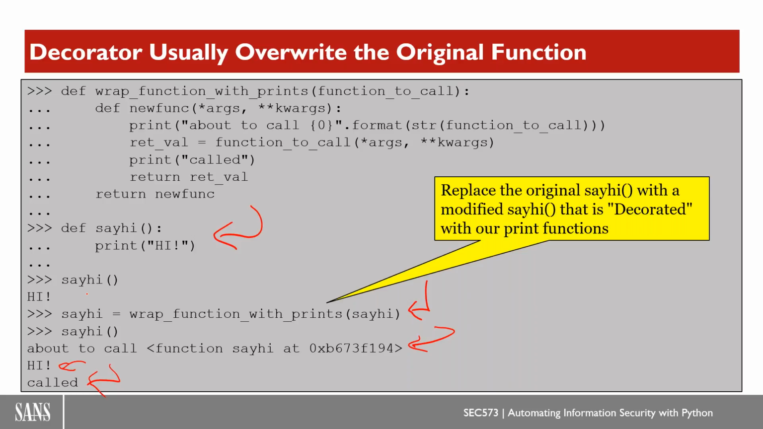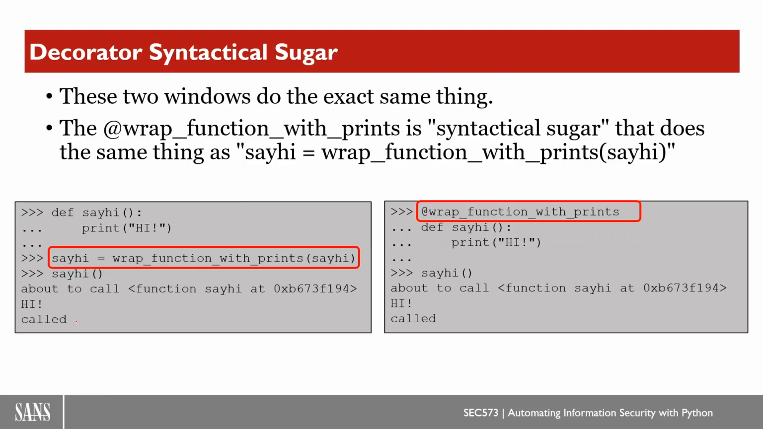But Python provides us with a shortcut, basically a syntax shortcut to override original functions with new values. That is what we call syntactical sugar, right? So it's just a different way of doing the exact same thing. So these two screens that you see here do the exact same thing.